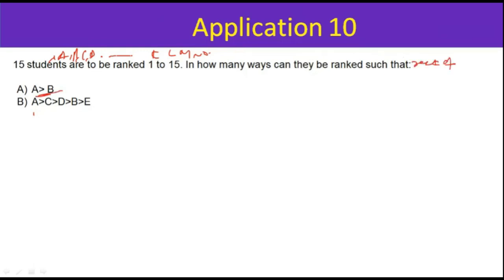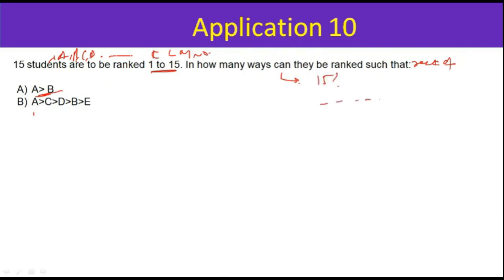So maybe even before jumping there, let me ask you one simple question. You have 15 students who need to be ranked from 1 to 15. In how many ways can you do it? No conditions. Simple question. In how many ways can you rank 15 students? 15 factorial. 15 factorial, is it clear?